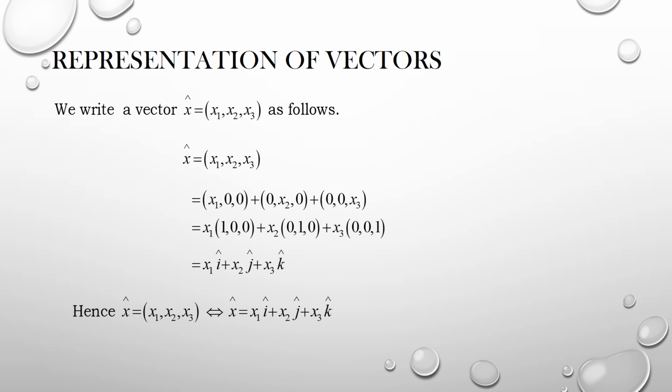So, the same vector x cap has two representations. x cap equals (x1, x2, x3), a triplet representation. The second representation is x cap equals i cap x1 plus j cap x2 plus k cap x3. This is called a linear combination representation. Usually in our lower classes, we see this particular representation x cap equals i cap x1 plus j cap x2 plus k cap x3. In our further lectures also, we use the same type of representation for vectors in R3.